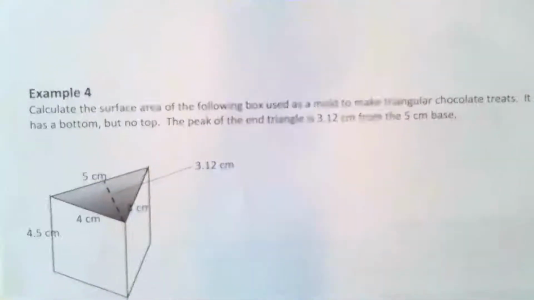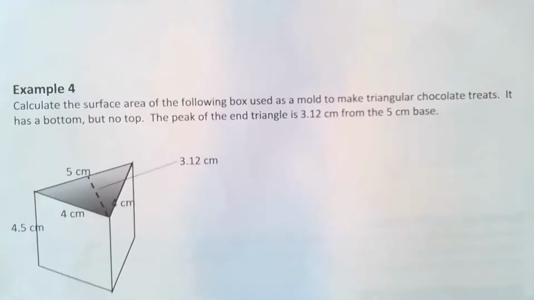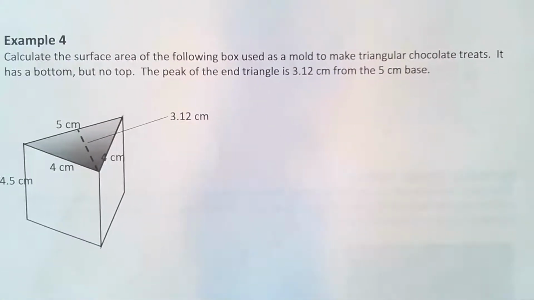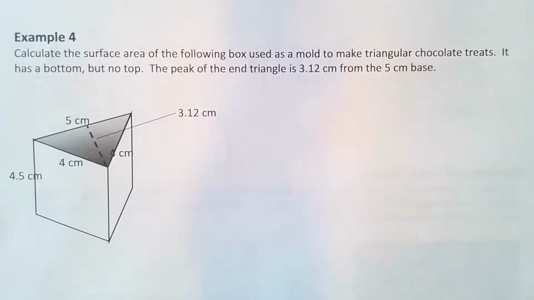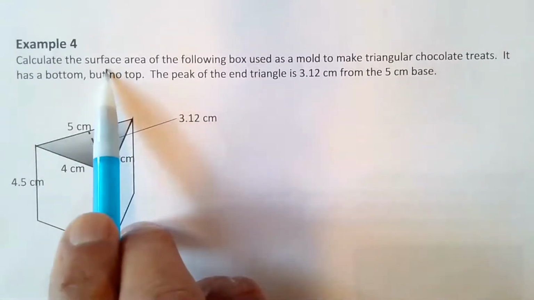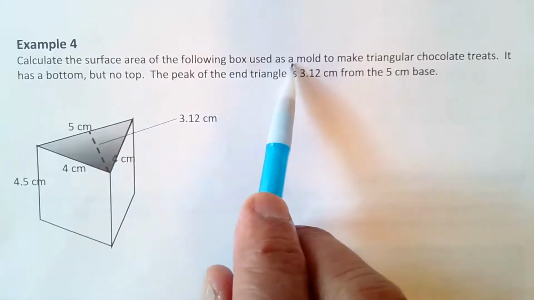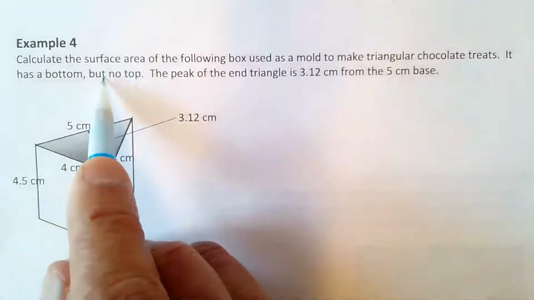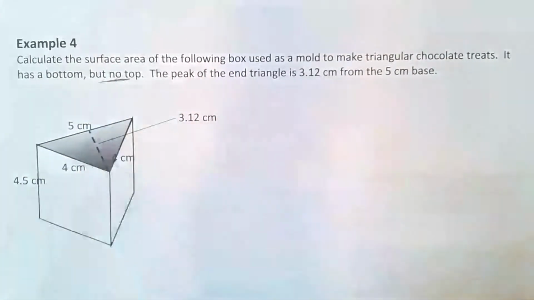Okay, let's go to the final example in today's lesson. Here we're looking at a combination of rectangles, or maybe squares, and triangles. Calculate the surface area of the following box, and use it as a mold to make triangle chocolate treats. It has a bottom but no top.